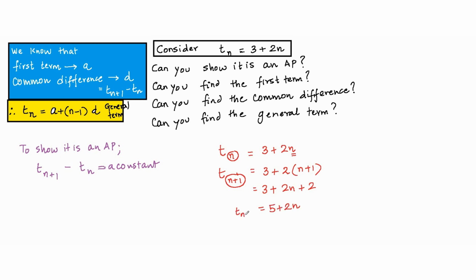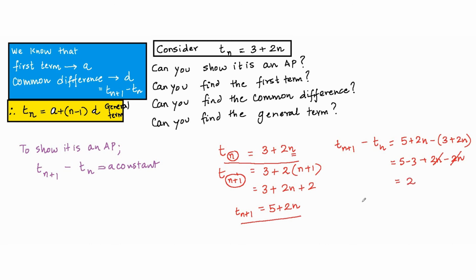So my n plus 1th term is 5 plus 2n, and my nth term is 3 plus 2n. So now I can find the difference. Tn plus 1 minus Tn, the difference between any two consecutive terms, is going to be 5 plus 2n minus of 3 plus 2n. Therefore, this becomes 5 minus 3 plus 2n minus 2n. Now 2n minus 2n cancels and 5 minus 3 is 2. So as the difference between n plus 1th term and nth term is a constant, which is 2, therefore it forms an AP.